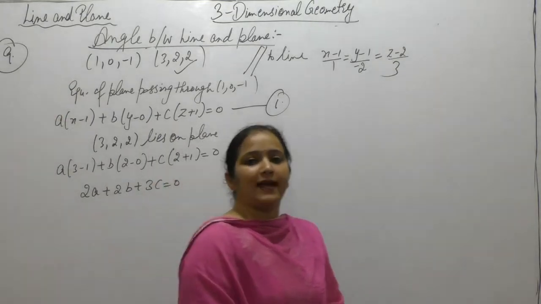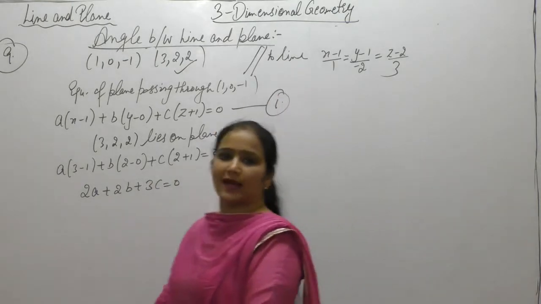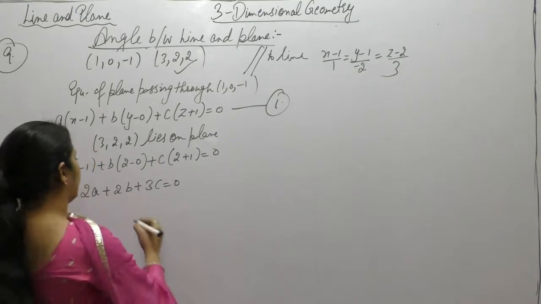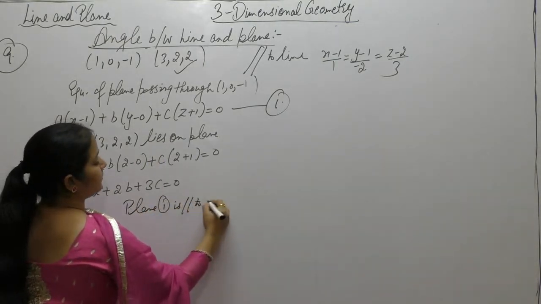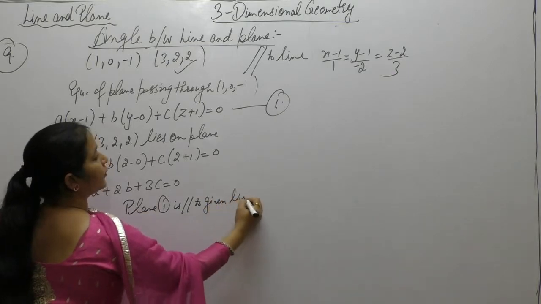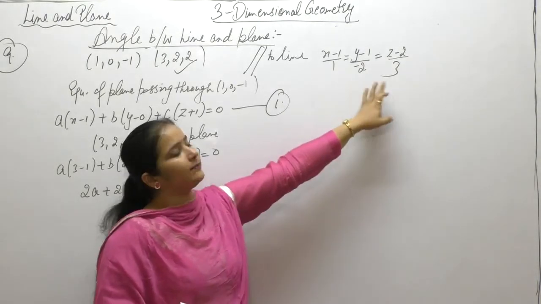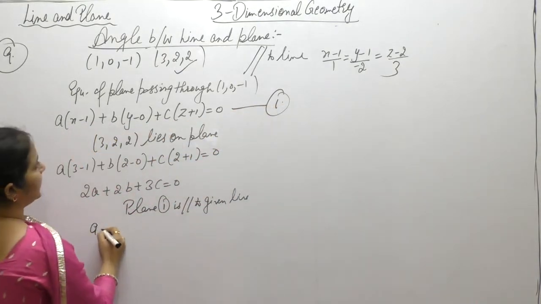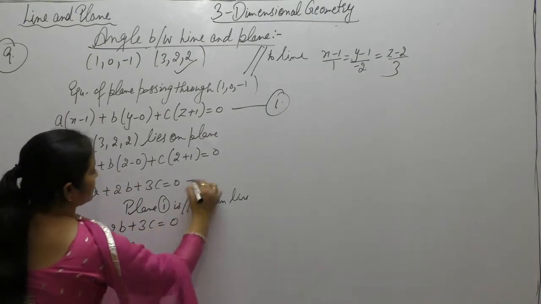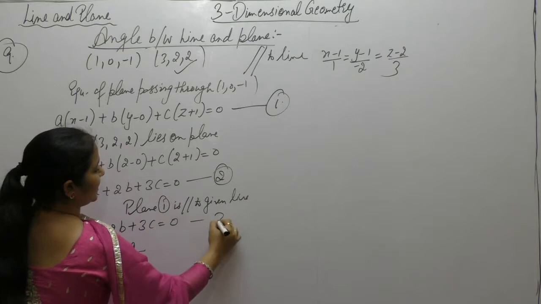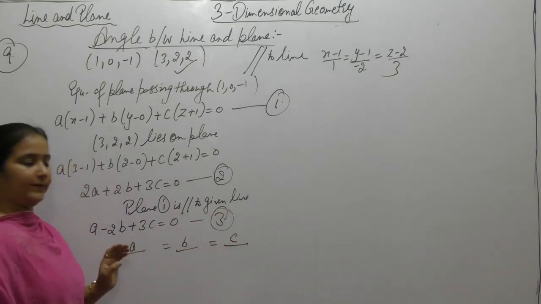Now it is given that the plane, that is the first equation, is parallel to this line. Therefore the direction ratios are 1, -2, 3, so 1 into a, -2 into b, 3 into c equals 0. Solve equations 2 and 3 by cross multiplication to find the values of a, b, c.